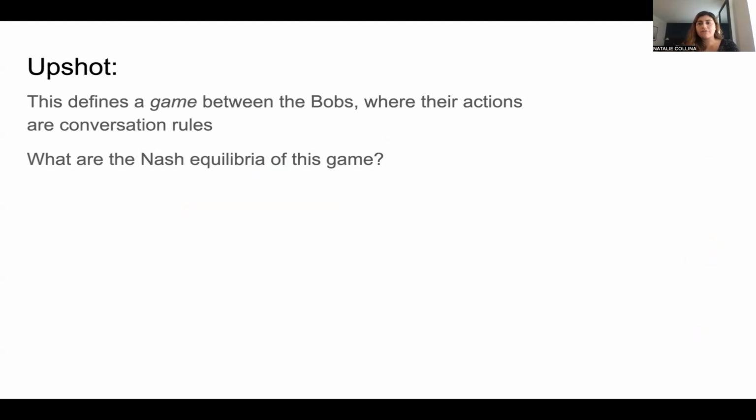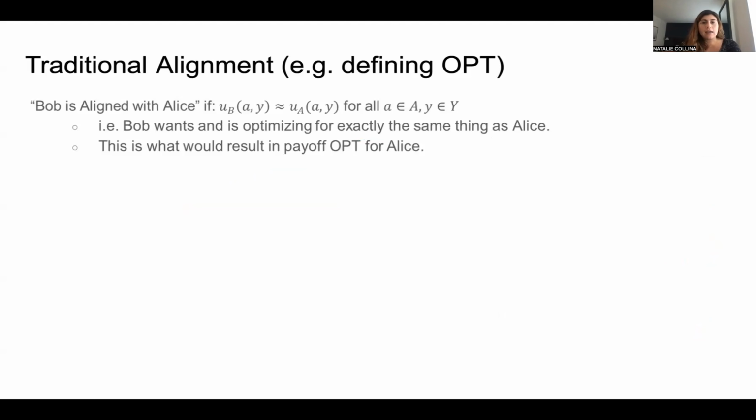So the upshot is that what I've just described is a game between the Bobs, where their actions are conversation rules. And you can then ask, what are the Nash equilibria of this game? Now, I'm almost out of time, so I won't go through the proof sketch, but I will try to just tell you the upshot of what's happening here.